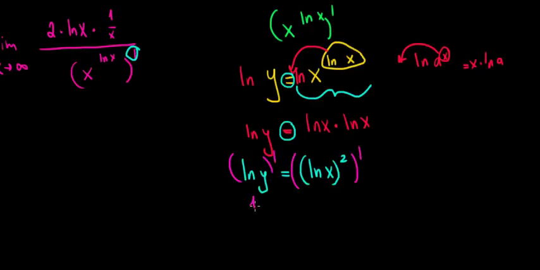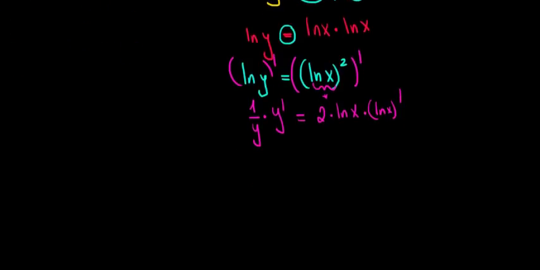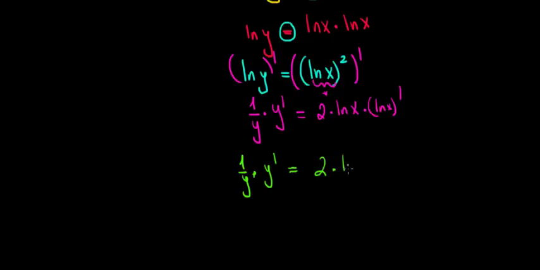Ln of y derivative, well, that's 1 over y, but then remember, y over here is a function of x. That's what we said. It means it's an expression. It means chain rule, so we're differentiating this y. Now what is ln of x squared derivative? Well, that's the power rule first, but then we also use the chain rule because we have an expression inside, so we're differentiating ln of x. Okay, let's keep going. We have 1 over y times y derivative equals 2 times ln of x times ln of x derivative, which is just 1 over x.